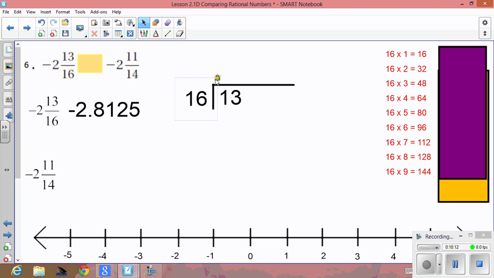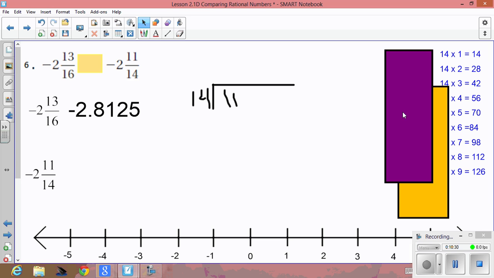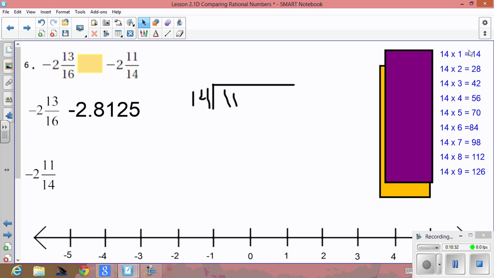So set up your paper. We're going to do 11 divided by 14. Again, we're dividing by a slightly larger number, so I provided you with the 14 times tables. We're just counting by 14s. So 14, and then 14 plus 14 is 28. 14 times 3, or add another 14, is 42, and so on. And all you need to do is go to 9.